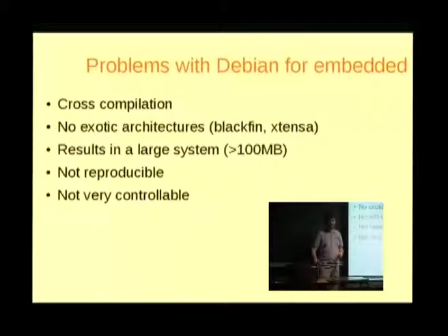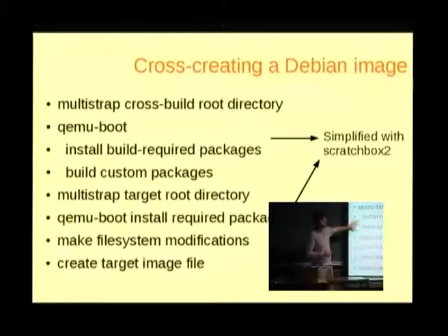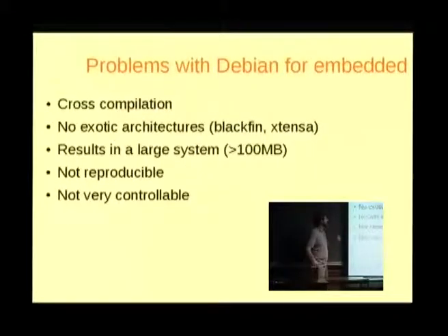So first is cross-compilation. Having this QEMU in the loop is not really good for performance because, of course, it's emulation, so it's going to slow you down quite a lot. And you can imagine compiling a kernel in an emulated environment is going to take a bit of time. So cross-compilation is one first problem. Second is that the really exotic architectures are not supported by Debian. I'm thinking about Blackfin, which doesn't even have an MMU, and Xtensa, which also doesn't. Well, I think there the MMU is optional. But fortunately, you don't see these architectures very often.